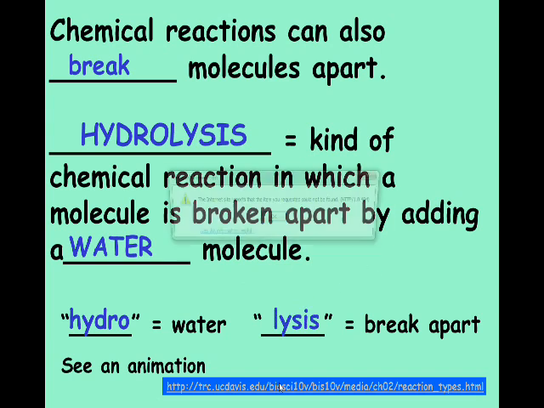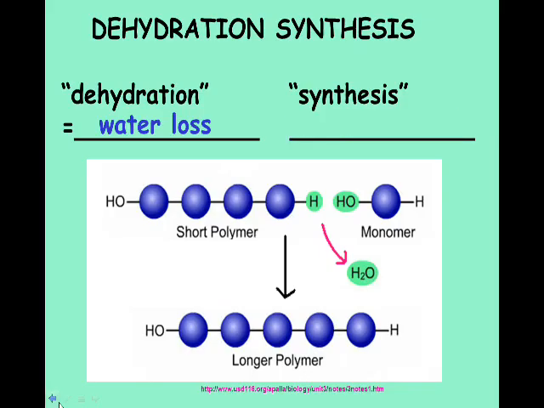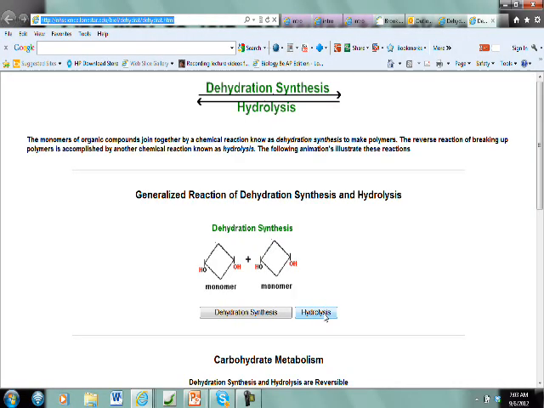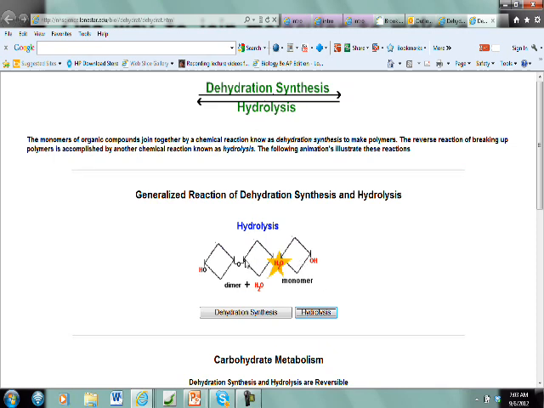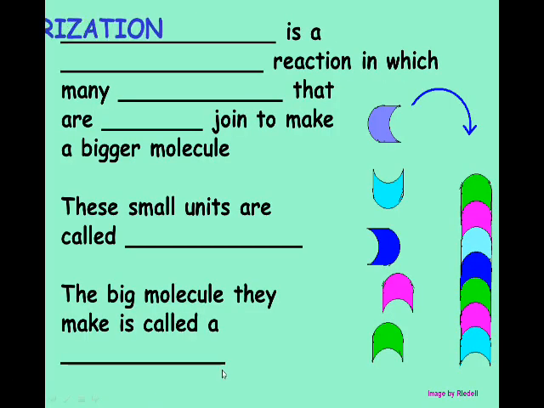Let's go back to our animation. And we'll go backwards. We're going to do hydrolysis, breaking with water. So here's my big molecule. And if I want to break it apart again back into its subunits, all I have to do is add the water back in to break the bond. Hydrolysis, breaking apart by adding water back in. I can break those little pieces apart and go back to being monomers again. Okay, let's go back to where we were.